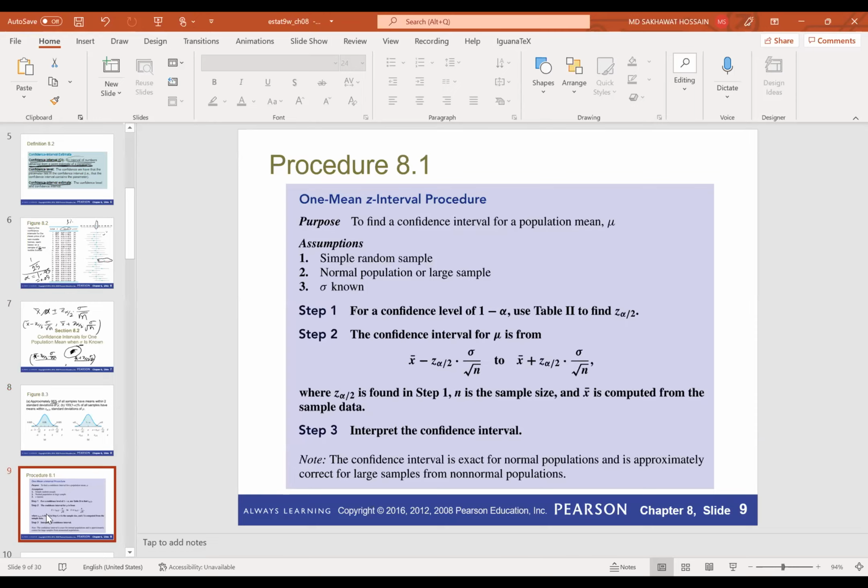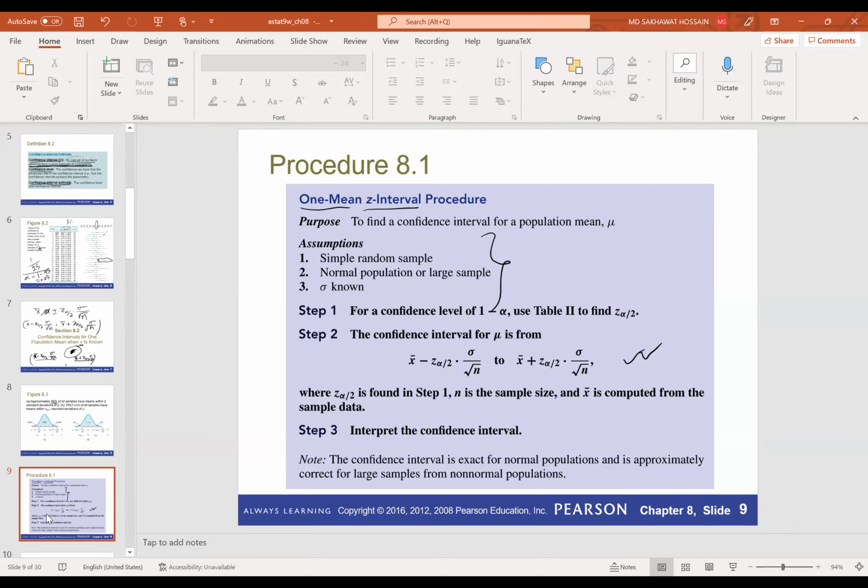So here, this is the procedure to construct a confidence interval for one population mean. This is called the one-mean Z interval. We need to satisfy these assumptions if we want to use this formula to construct the confidence interval. The first assumption is a simple random sample. So the sample should be independent, which means a simple random sample. The second assumption is a normal population or a large sample.